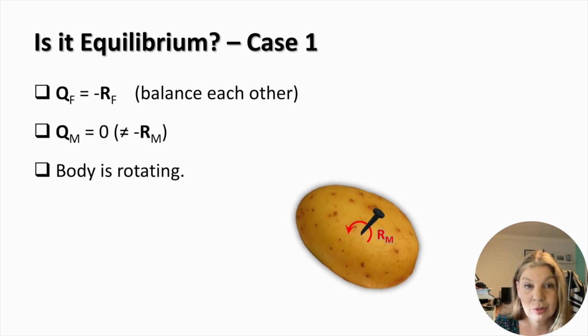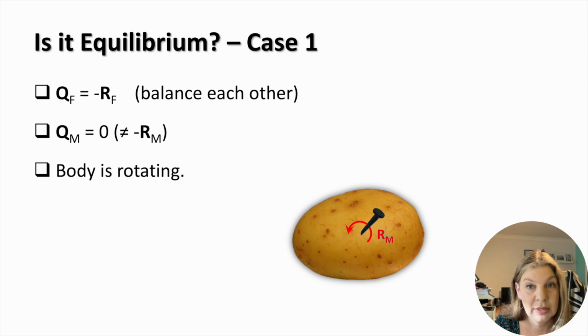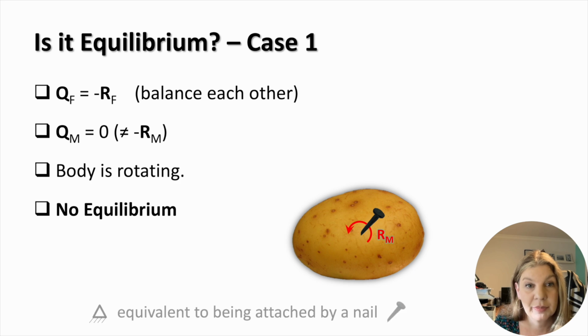The nail, though, does not prevent rotation of this body, which means that this support cannot apply a reaction moment. So this support provides translational equilibrium but does not provide rotational equilibrium.